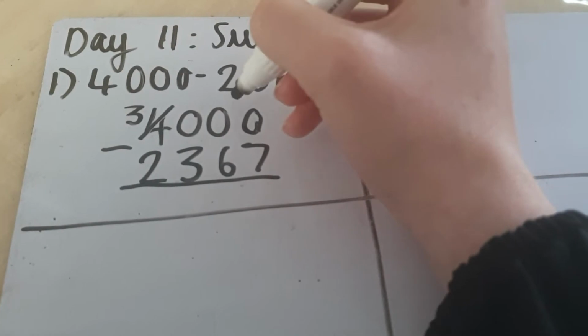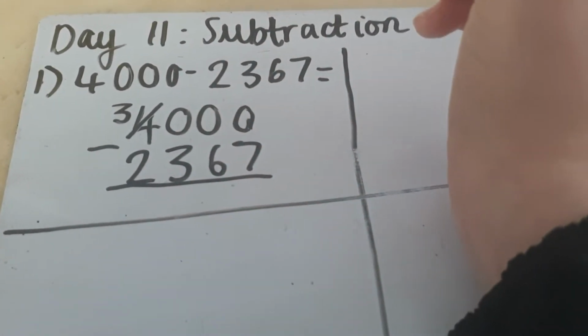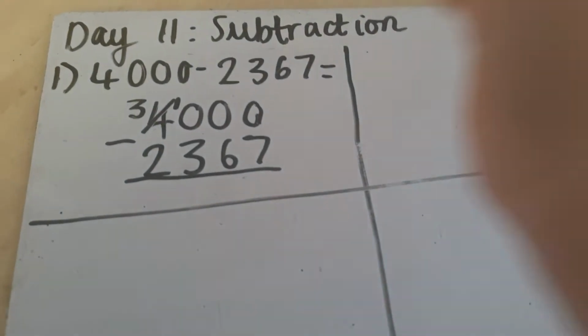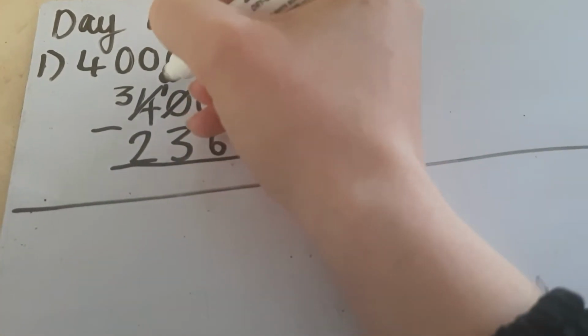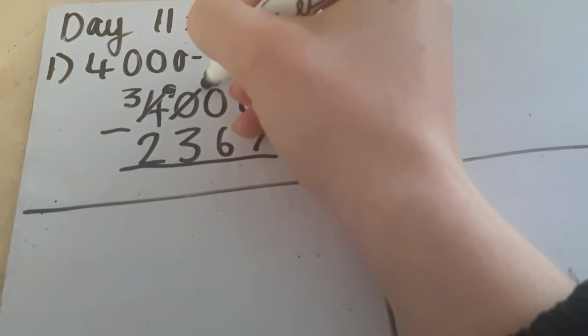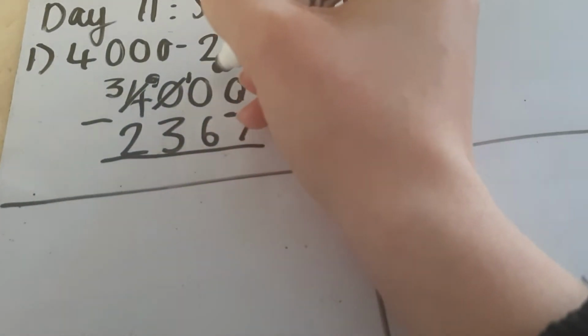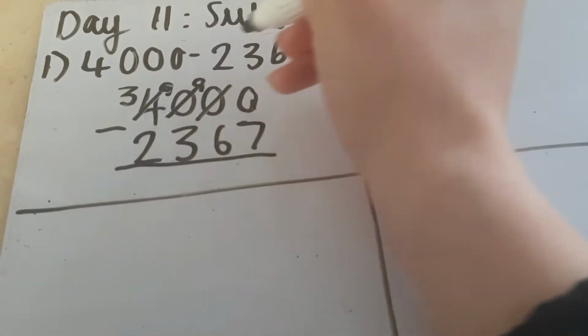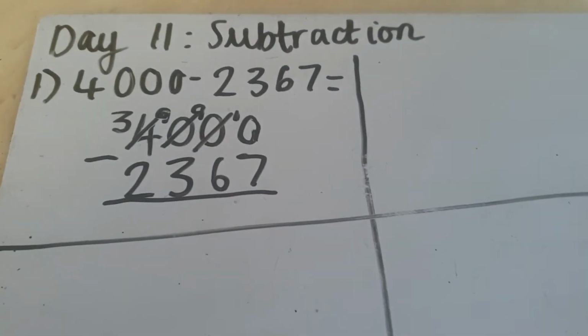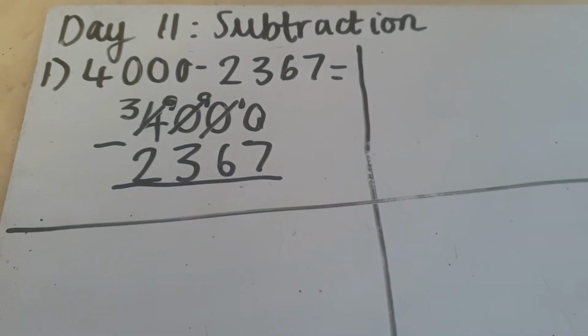Now you can't bring that 1 down to the ones. It doesn't work like that. You've got to bring it to the hundreds. Then do the same again. Cross it out. That becomes a 9. This becomes a 10. Do the same again. Cross it out. This becomes a 9. That becomes a 10. And then you do your subtraction like normal.